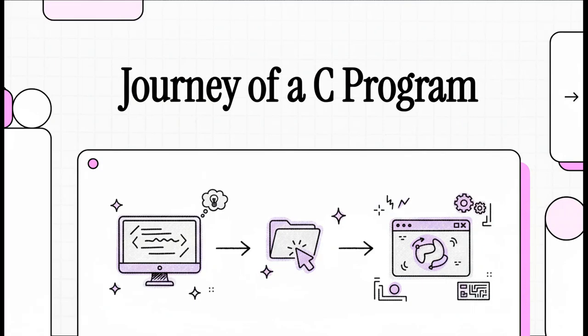Ever wondered what actually happens when you double-click an icon on your screen? How do those lines of code, which are really just simple text, magically transform into a full-blown application? Well, I promise you, it's not magic. Today, we're going to follow the incredible journey of a C program, from just an idea in a programmer's head, all the way to a running program.